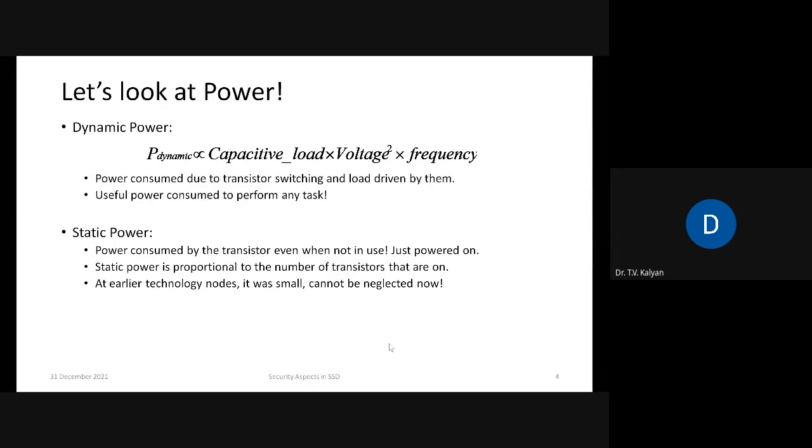So at the beginning, a few decades back, when the notion of integrated circuits came into the picture, the number of transistors was few, so the static power was quite less. And in the static power, the leakage power is the major contributor.